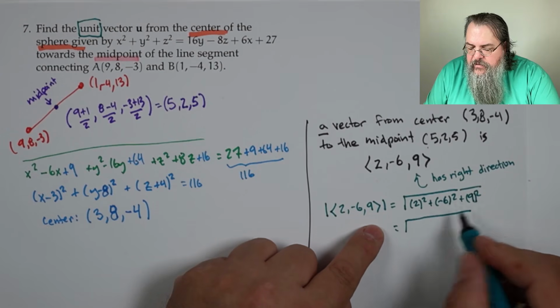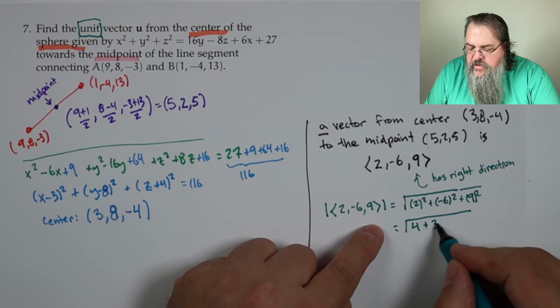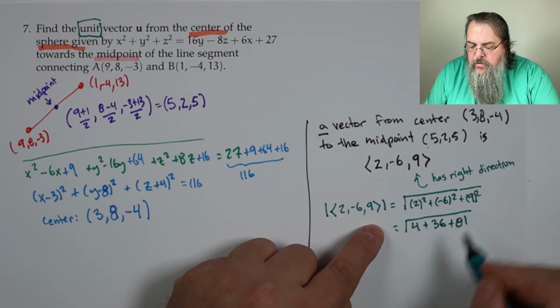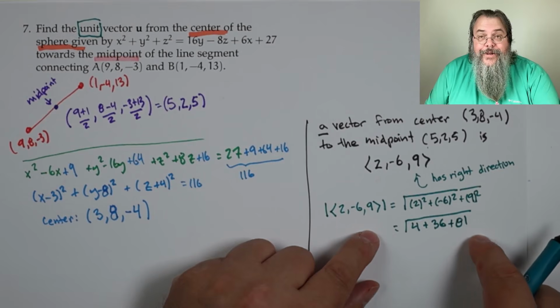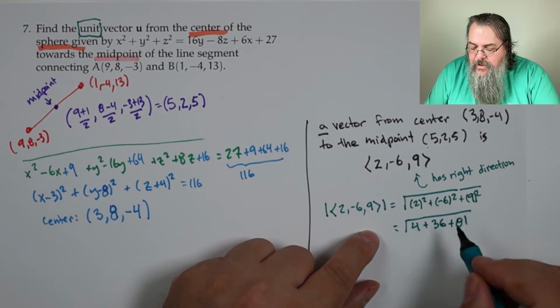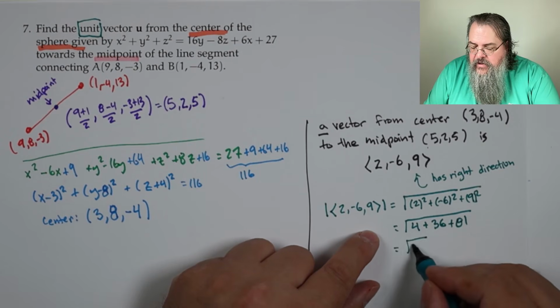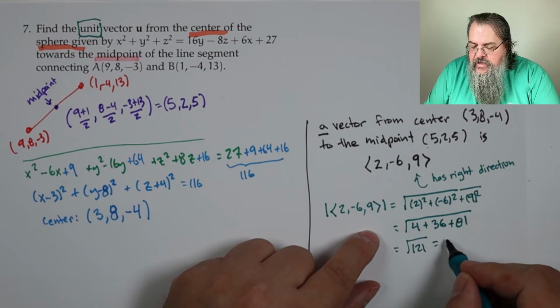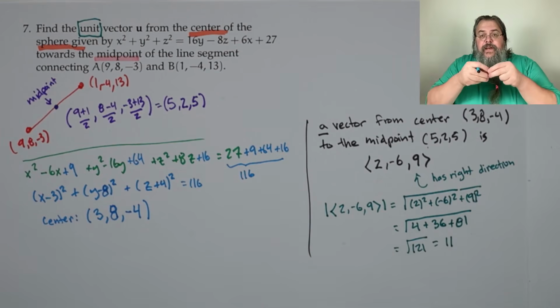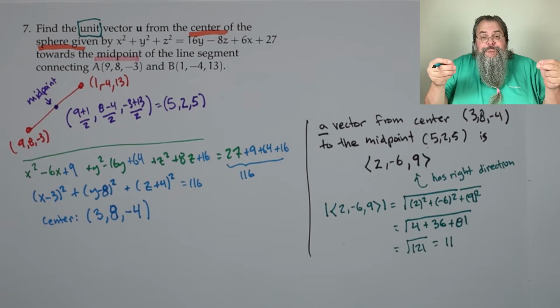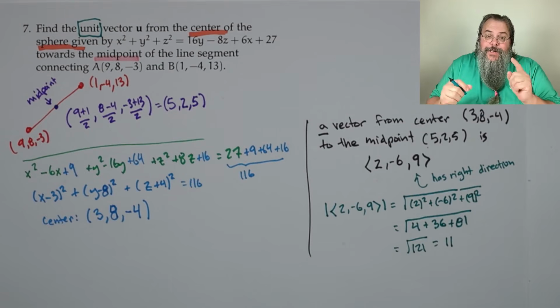That's the square root of 4 plus 36 plus 81. 4 plus 36 is 40. Add 81. That's 121. And it turns out that's actually a nice number. That's 11. So currently this vector has length 11. We want to have length 1.